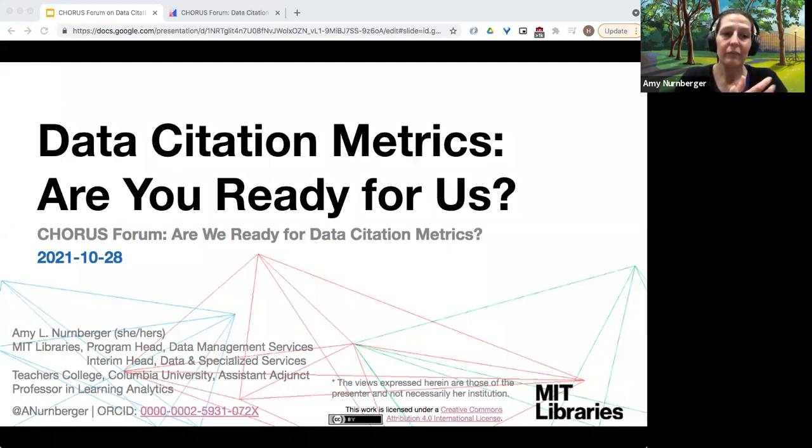As you can tell from the work that I'm involved in, I am steeped in the concerns of data management and its associated work, its systems, its structures. My daily work is data. Its existence, its findability, its understandability, trustiness, usability. And for these reasons, this is why I think the better, the more appropriate question is whether or not data citation metrics are ready for us.